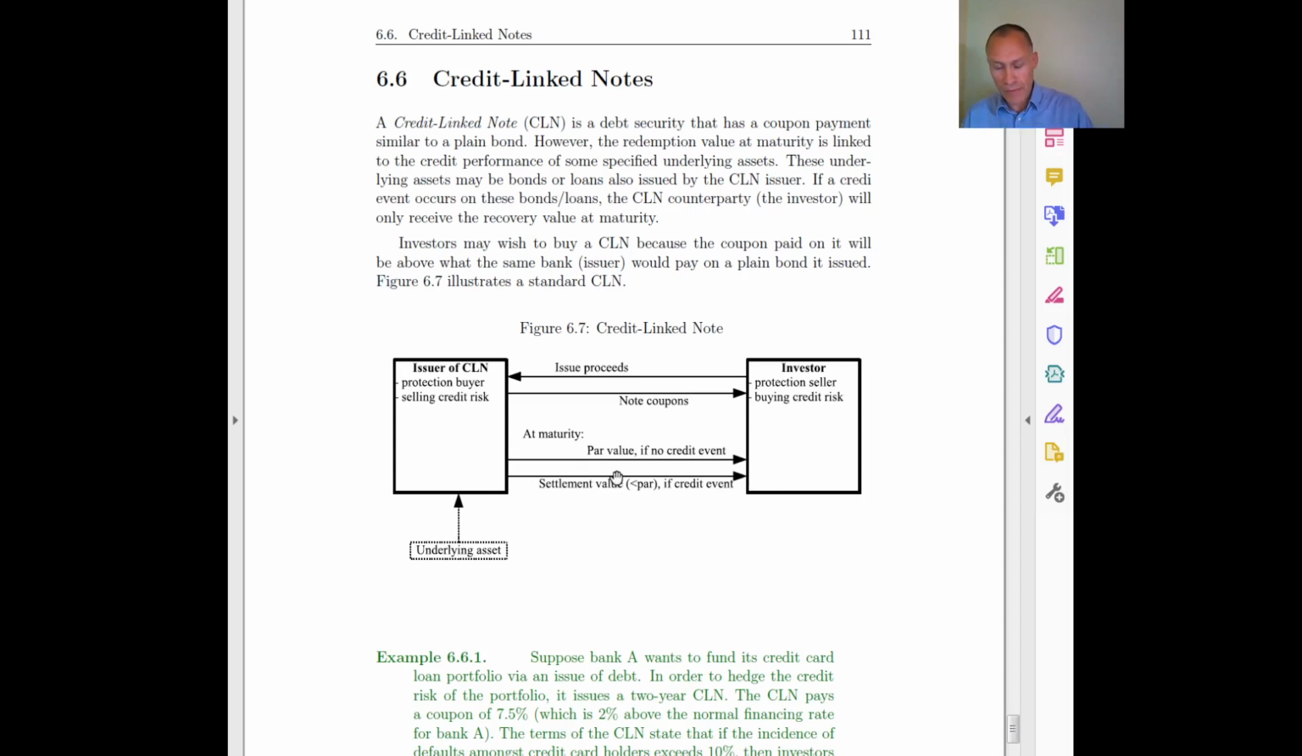Okay. So nothing is free, obviously. This credit-linked note will have to compensate investors for taking the credit risk of these underlying assets, and they have to be compensated by receiving a coupon which has to be higher than the typical coupon of a bond issued by this same issuer, but without this linkage to this credit risk here.